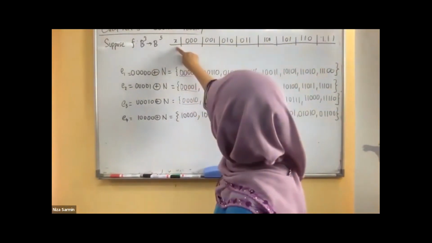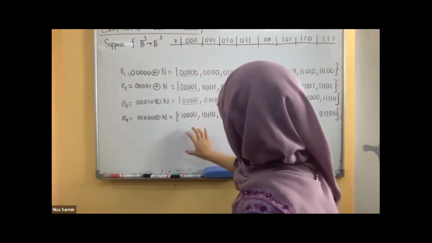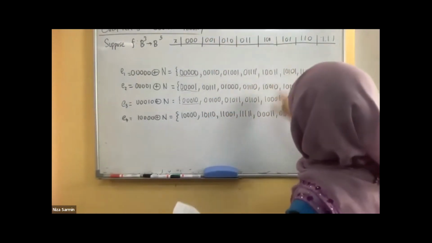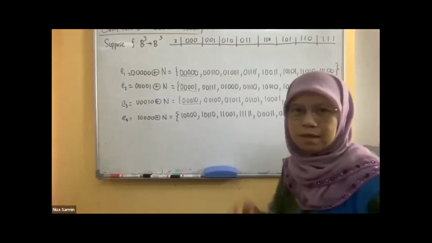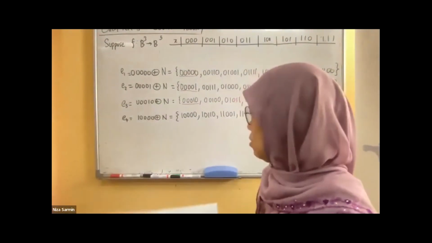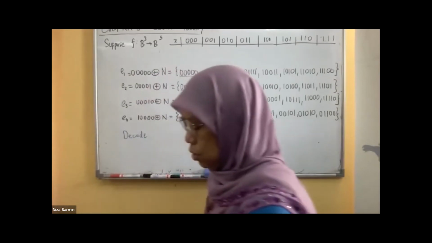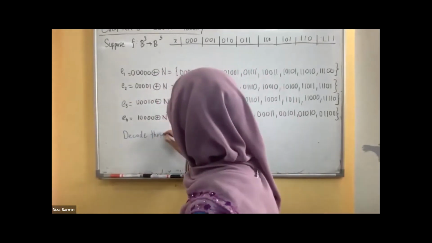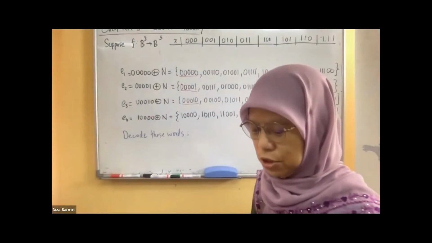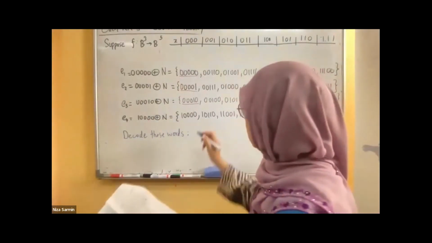The table that I have is X, and then E1, E2, E3, E4, and the first column, the second, third, fourth, fifth, sixth, seventh, eighth column as in the table. Then the question, there is no question yet. Decode these words. This is the last step, yeah? Decode these words. So let me repeat the steps after I put this.